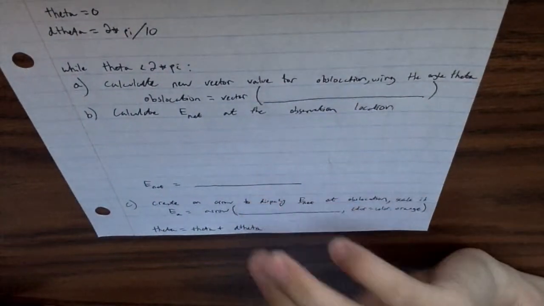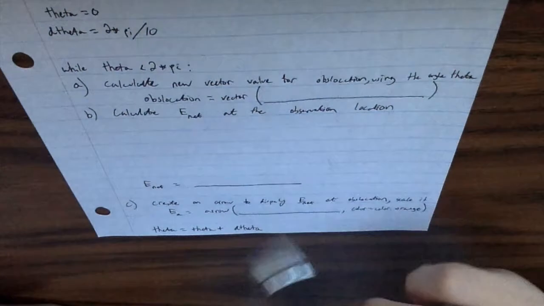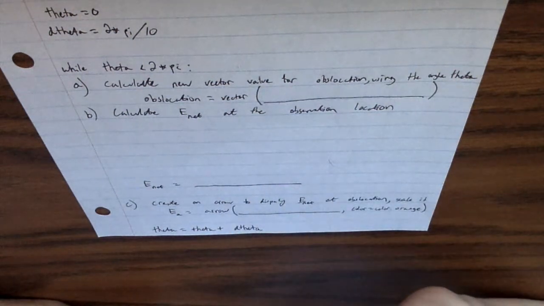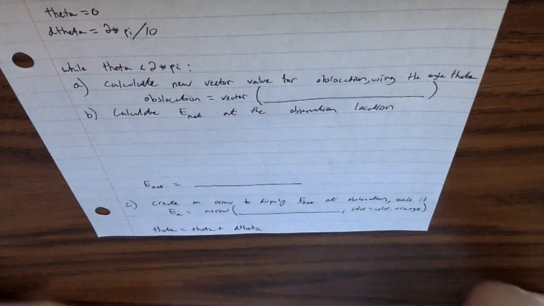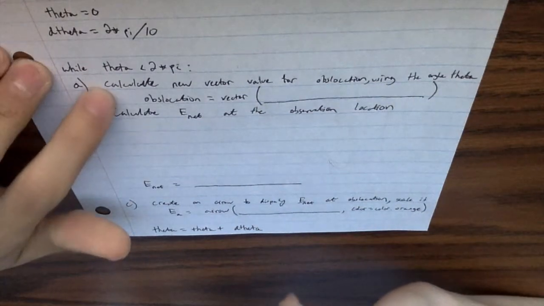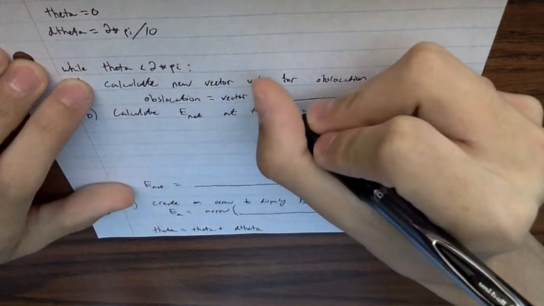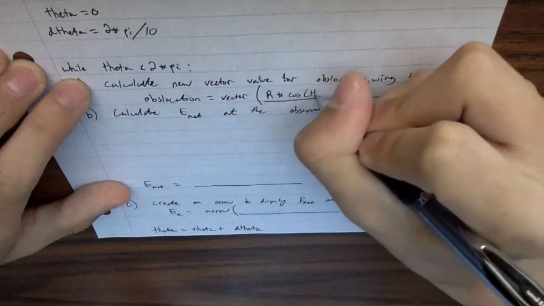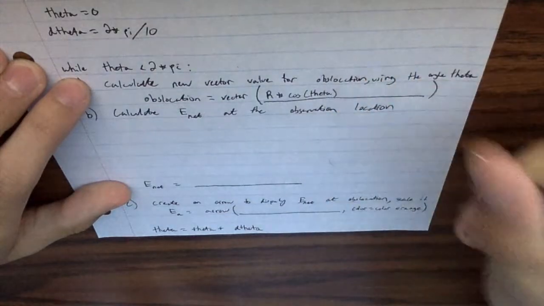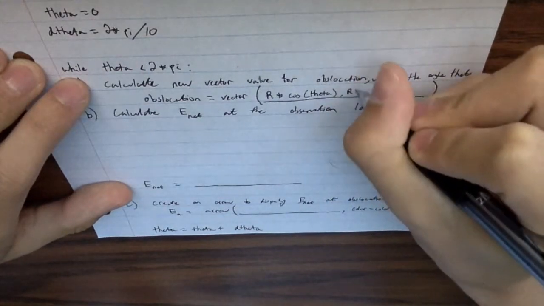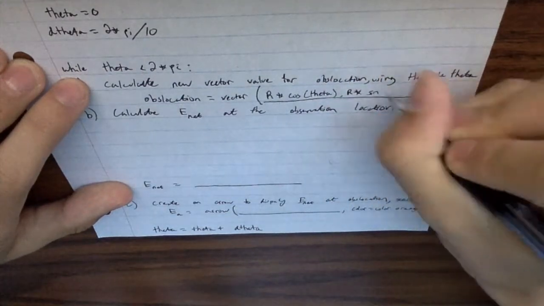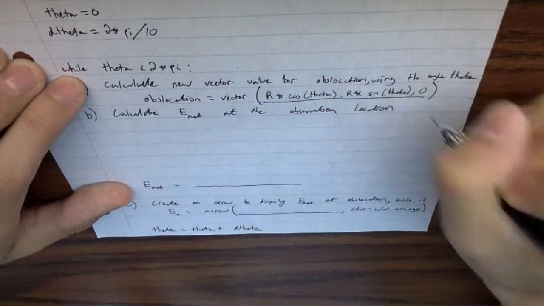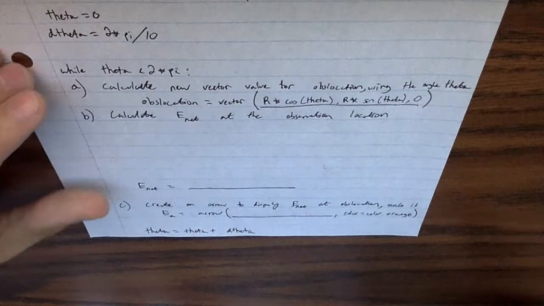It initially asks us to create the new vector value for obs location using the angle theta. So this can be written down as obs location equals vector. The x-axis is going to be r times cosine of theta. The y is going to be r times sine of theta. And then the z is simply 0, because nothing was going on in the z-axis.